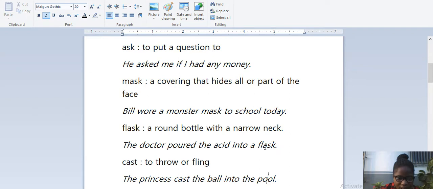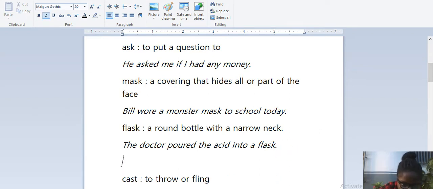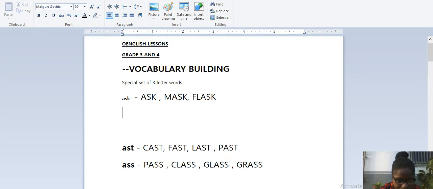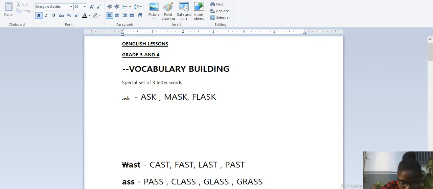Let's move on. Next word, okay, so we're done with ASK, all the words that end with ASK. We have flask, mask, and ask. Now this is a vocabulary lesson, that's why I've not gotten into any grammar. All you need to do is know the meaning of the word, understand how it is used in a sentence, try a sentence of your own, and notice the pattern. All the words end with ASK: ask, mask, and flask. Now let's move on to the next set. The next set we had here was AST.